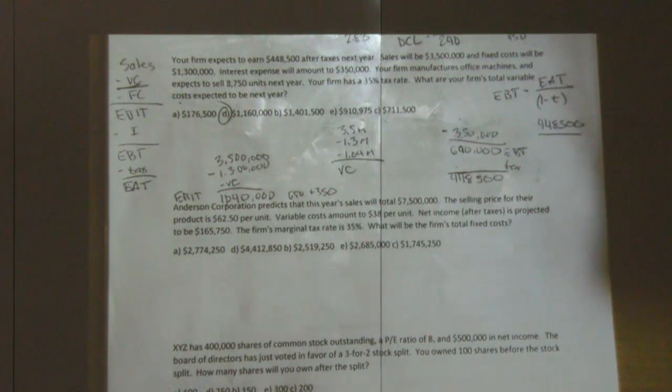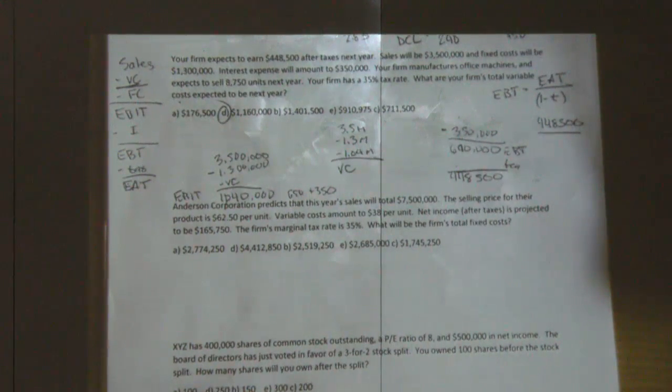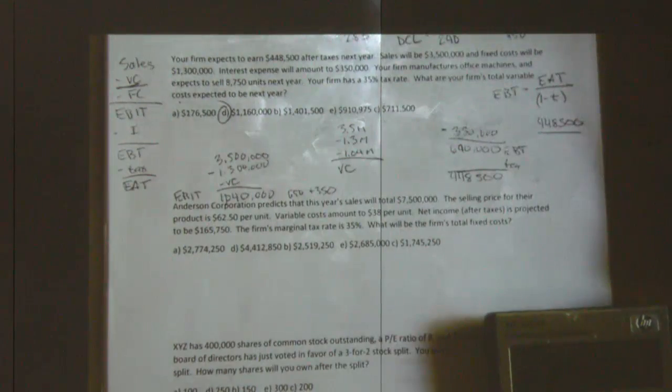Alrighty, so next question. It's almost the same thing, except now we're solving for fixed cost, and we have a slightly different setup. Here, we know that sales is 7.5 mil, and the selling price for their product is $62.50. If you have your sales number and your selling price, you can find out how many units you're selling. So before we do anything, we can find out the units.